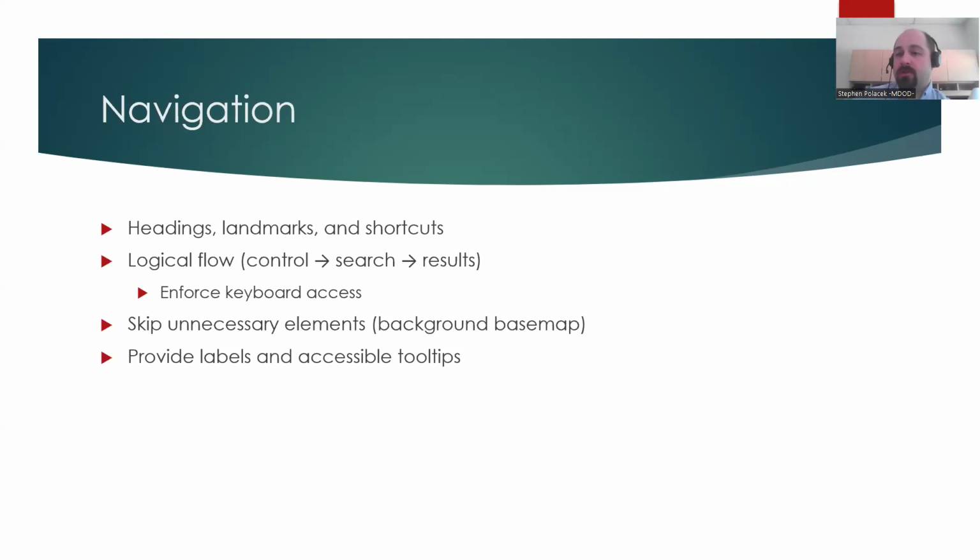Making sure that there's a logical flow to these and to the control schemes. So when I get to the control area, I move to the search bar, and then from the search bar, I immediately move to the results of my search. I don't have to move through all the zoom buttons on the map. I don't have to move through other parts of the map. I don't have to move through the legend. It will just take me to the next part.